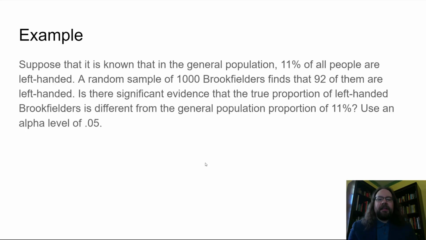Suppose that it is known that in the general population, 11% of all people are left-handed. And you do a random sample of 1,000 Brookfielders and find that 92 of them are left-handed. So the question is, is there significant evidence that the true proportion of left-handed Brookfielders is different from the general population proportion of 11%? Use an alpha level of 0.05. You might have noticed that I used the language different from. I'm not saying greater than or less than. As soon as you read that, you should immediately know that this is going to be a two-tailed, non-directional test.